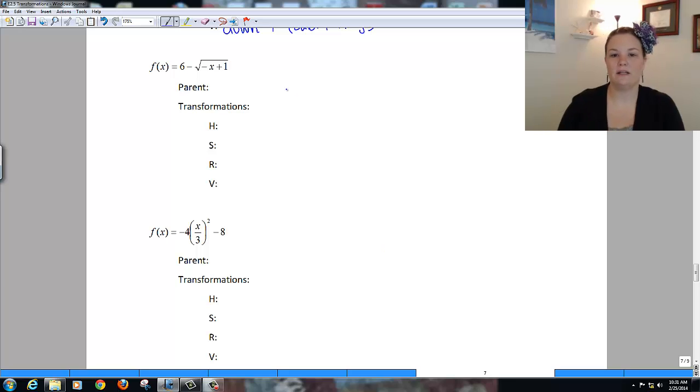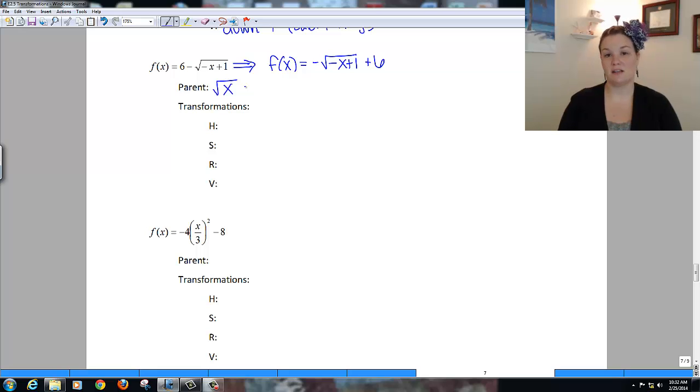Second one, I'm going to rewrite it with a constant at the end just because that alleviates a lot of confusion. So this is the same as f of x is equal to negative square root of negative x plus 1 plus 6. So I have 4 different transformations going on here. First thing I need to do is identify my parent, which is the square root of x, which is our little half parabola. Okay, and then I look for horizontal, which means I'm adding or subtracting inside the function. Here I'm adding 1, x's are backwards, so this is actually going to move me left 1. And to move left 1, I would subtract 1 from the x's.